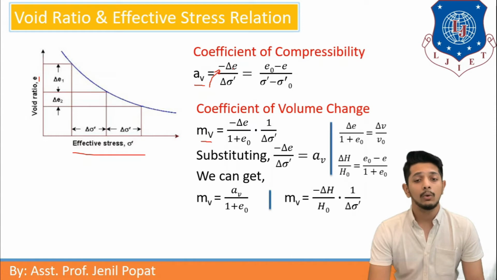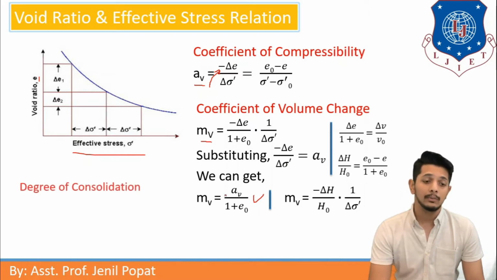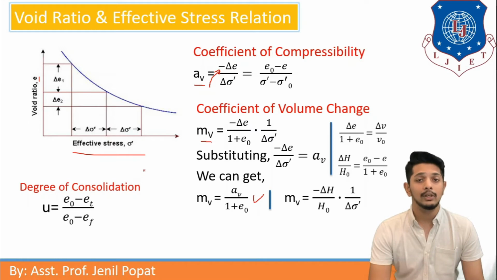Now we already know the coefficient of compressibility, that is av is equal to minus delta e upon delta sigma dash. So substituting this av here, mv can be av upon 1 plus e0. Also mv can be written as minus delta H upon H0 into 1 upon delta sigma dash. It is nothing but, in place of minus delta e upon 1 plus e0, we have put minus delta H upon H0. Furthermore, degree of consolidation is also defined.